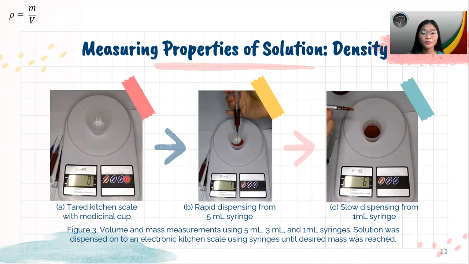Now, to circumvent this problem, I combined the use of a 5 ml or a 3 ml syringe with a 1 ml syringe. Now, the solution from the bigger syringe was dispensed rapidly so that the scale could detect the mass of the liquid. Then, I used the 1 ml syringe to dispense liquid slowly until the scale registers either 6 grams or 4 grams. Now, the volume left on the 1 ml syringe was then subtracted from the original combined volumes of the 2 syringes.